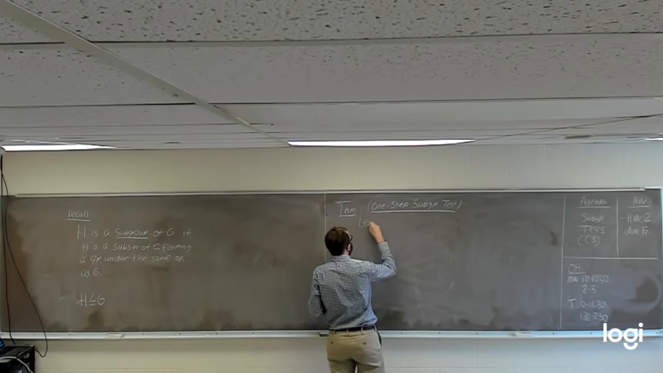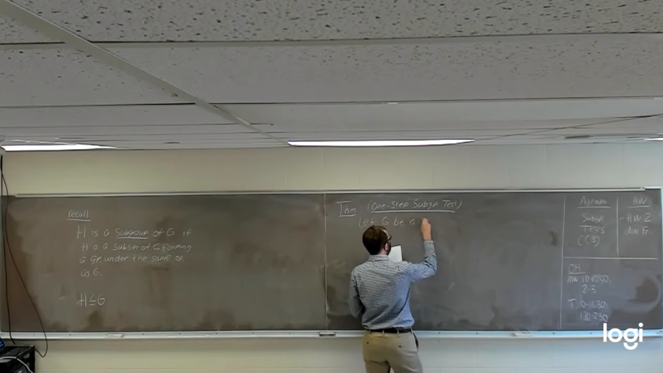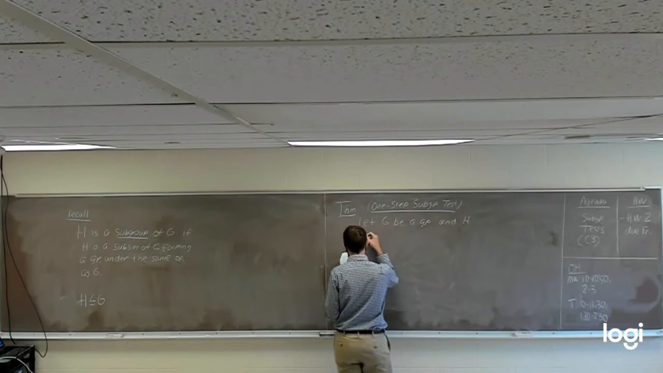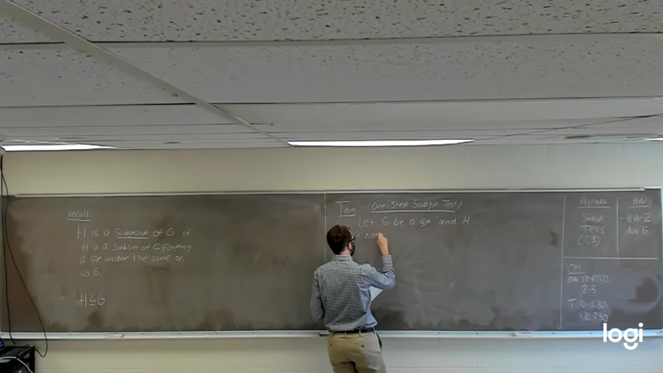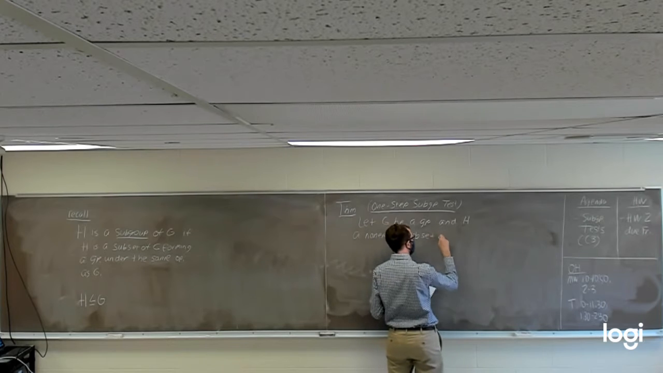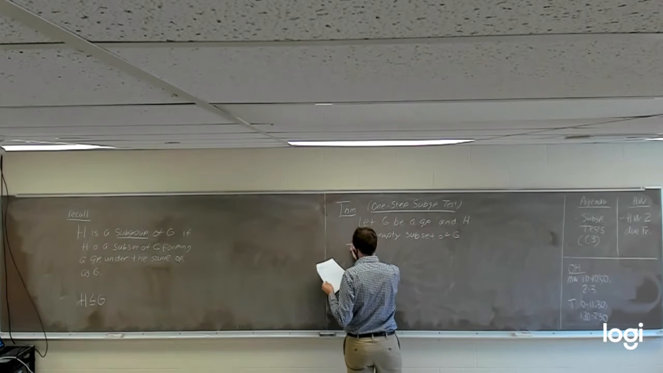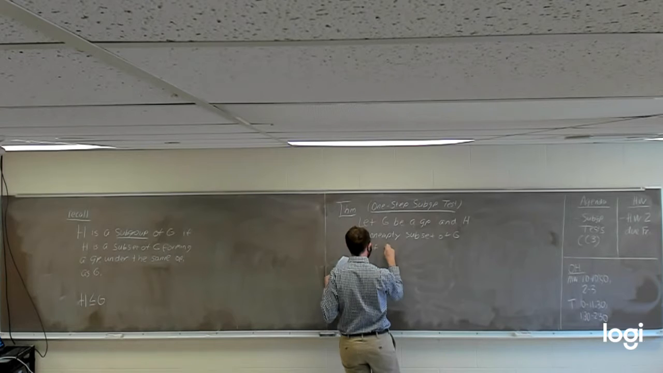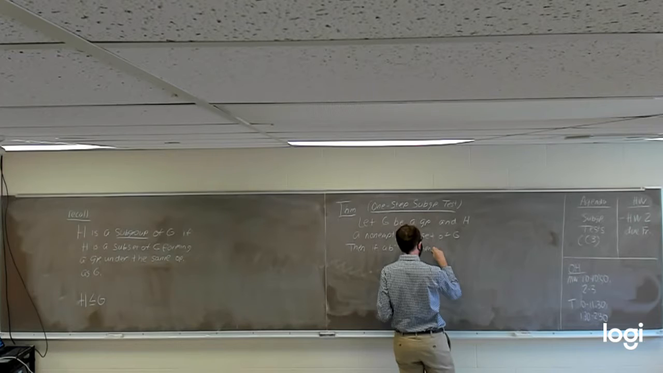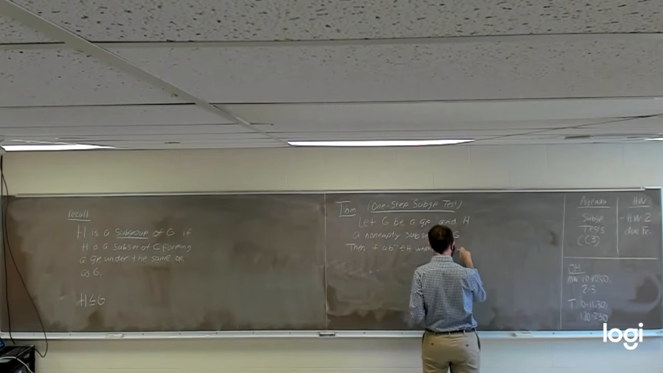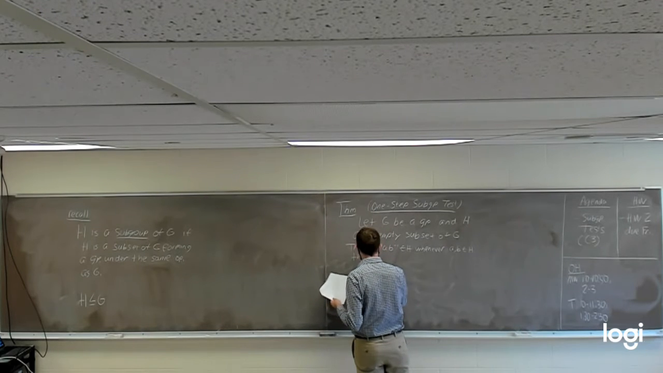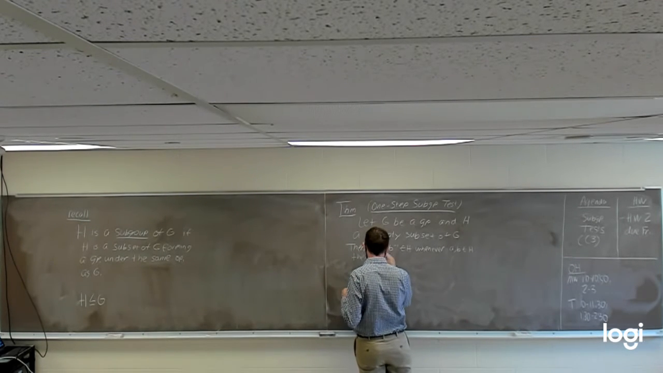So here's the theorem. It says, let G be a group. And H, we're going to assume, is a non-empty subset of G. Then, if AB inverse is an element of H, whenever A and B themselves are elements of H, then H is a subgroup of G.